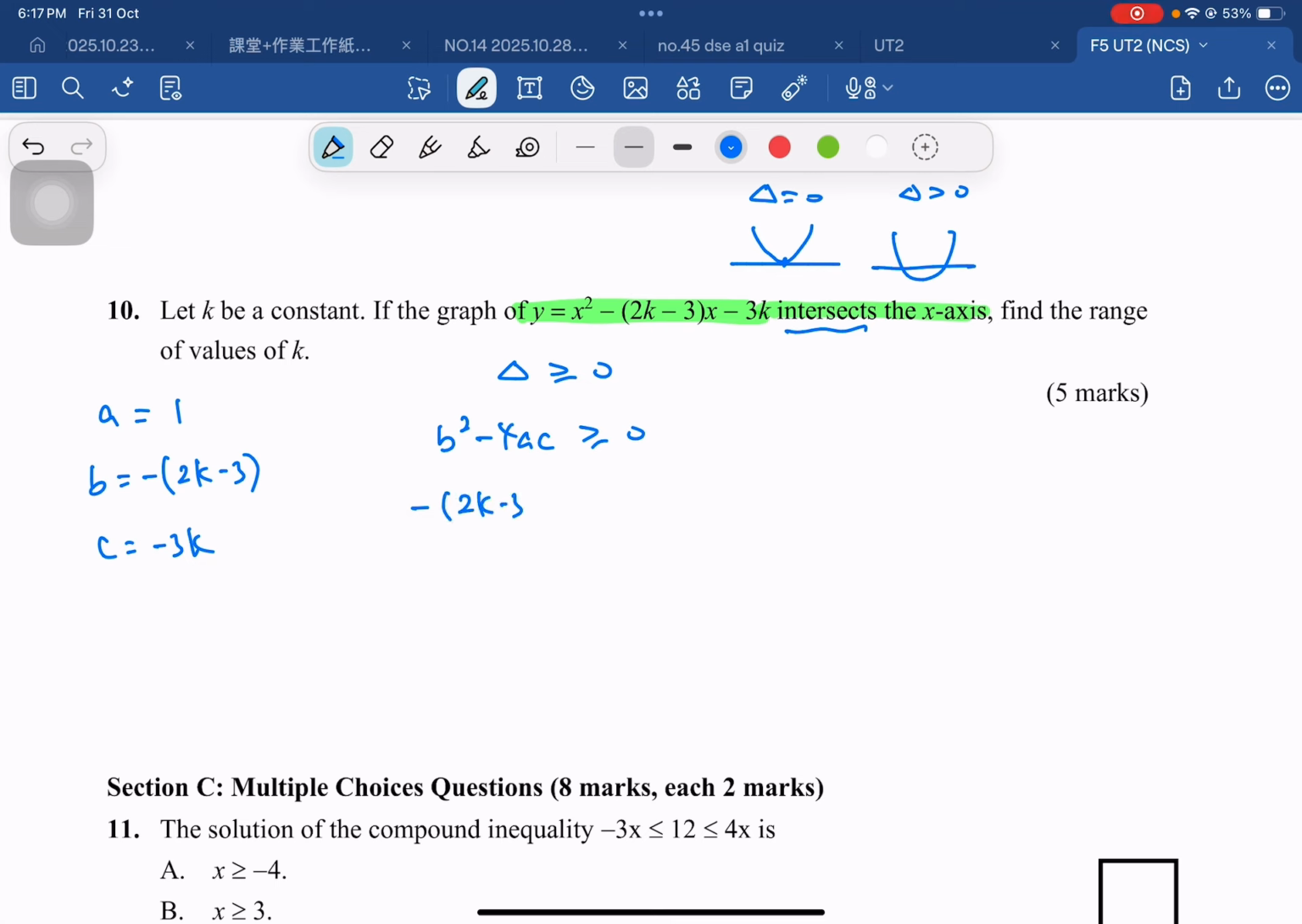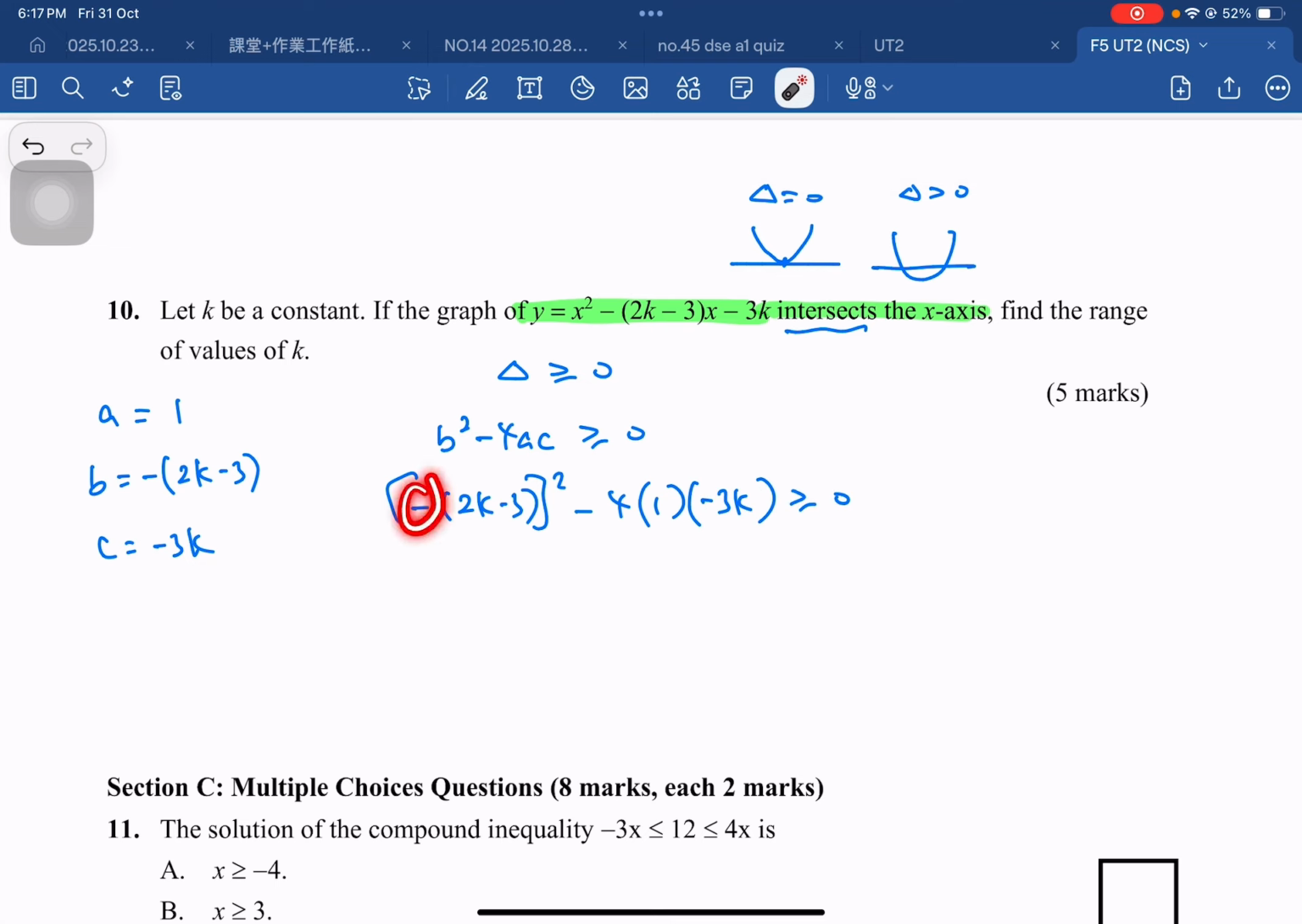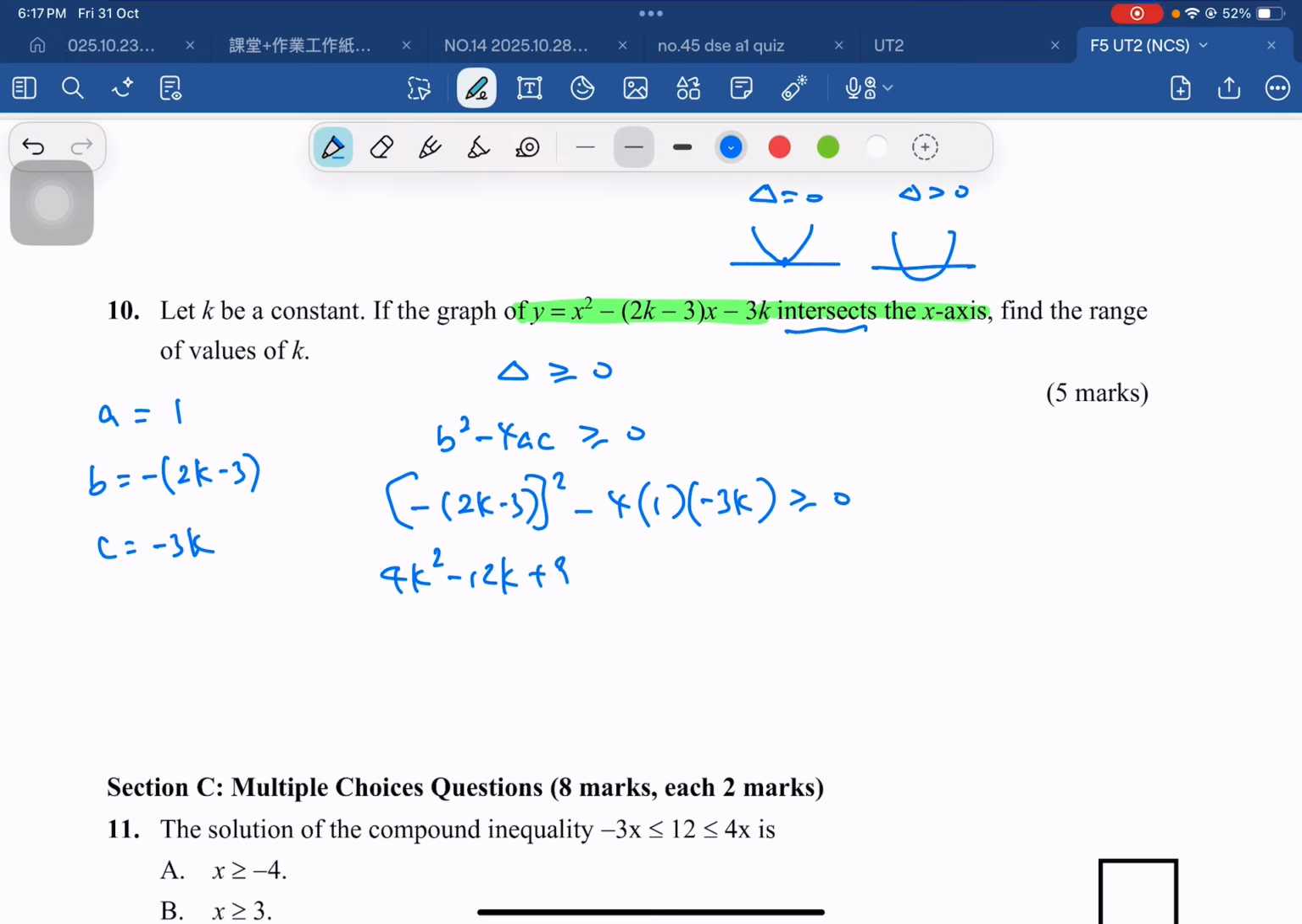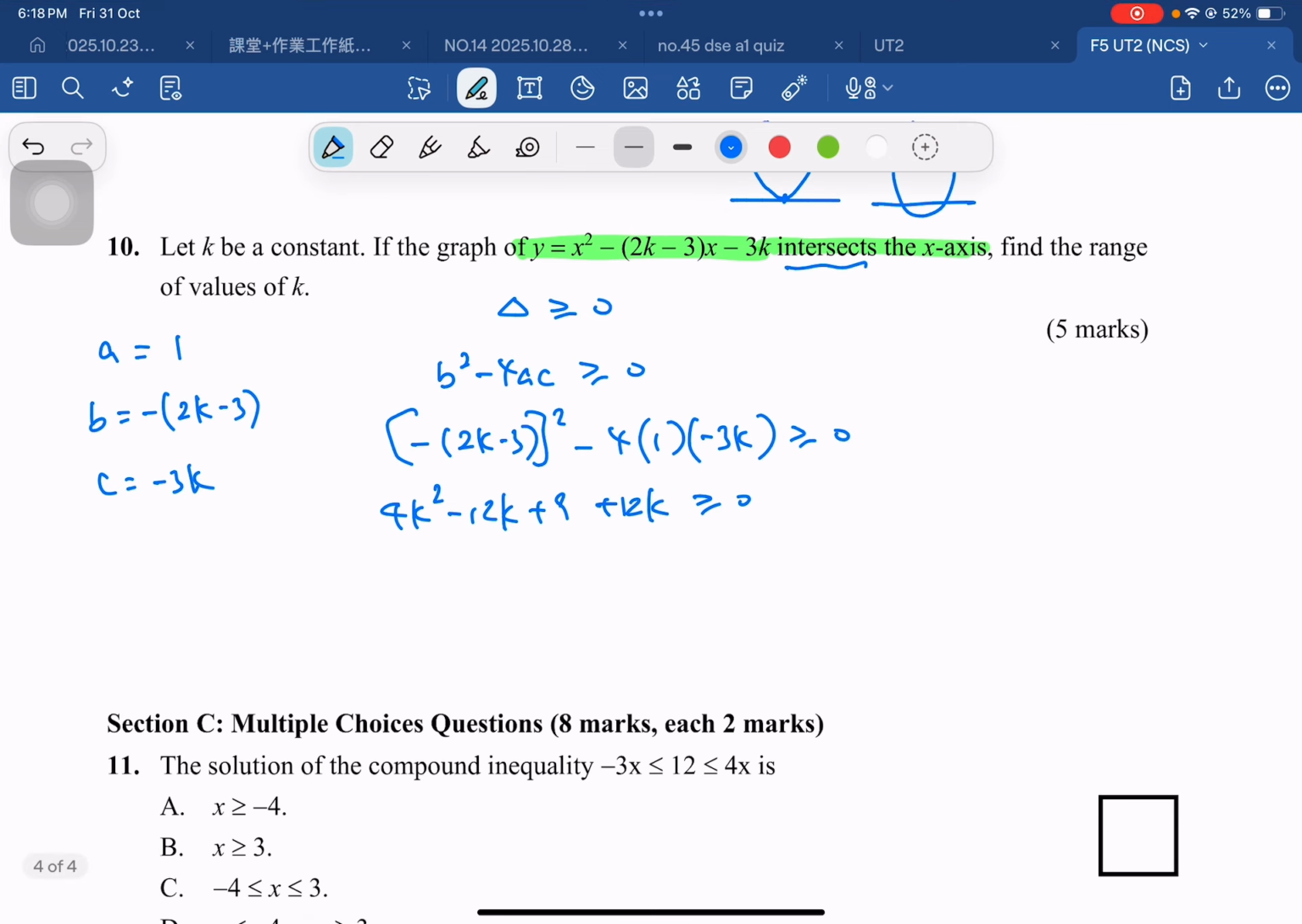So negative (2k minus 3) squared minus 4 times a times c should be greater than or equal to 0. The negative squared just becomes positive, so we just need to consider (2k minus 3) squared. It gives you 4k squared minus 12k plus 9. And negative 4 times negative 3 gives you positive 12k, which is going to be greater than or equal to 0. Now the negative and the positive just cancel each other, so we have 4k squared plus 9 greater than or equal to 0.